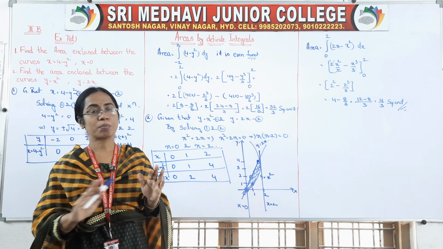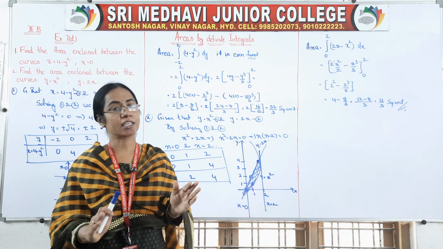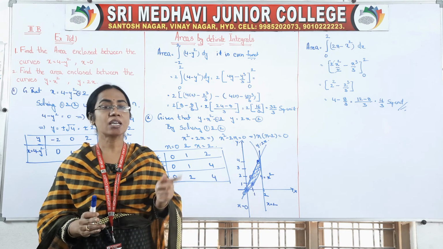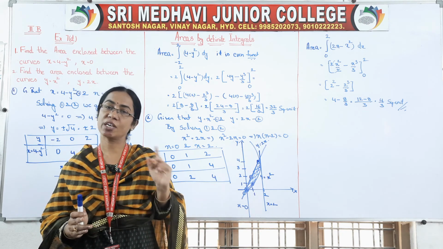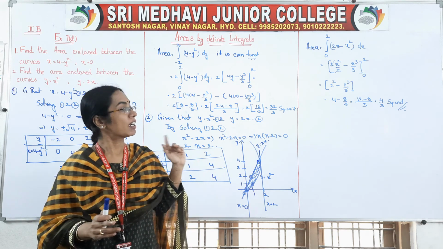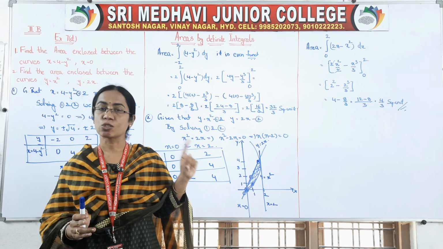After that, normal definite integral, find the integral value, and in that derived function, wherever x is there, put the upper limit first, minus wherever x is there, the lower limit. With that, you will get your answer. And always area must be taken as square units.